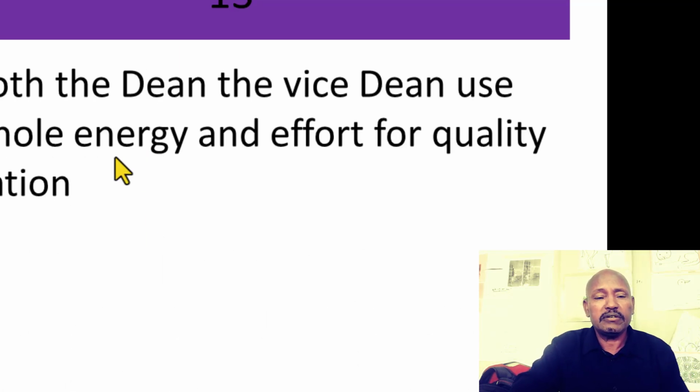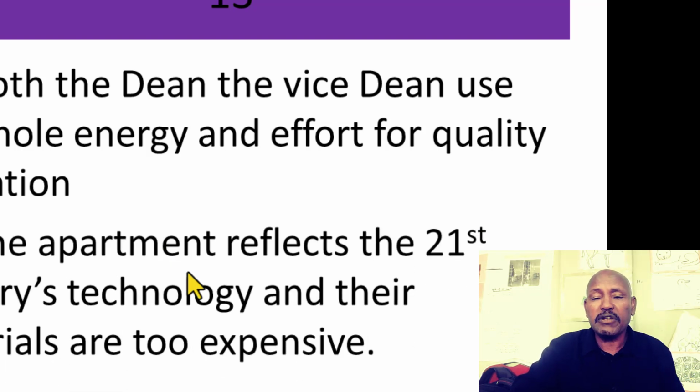Another example please. Both the dean and the vice dean, both the dean and the vice dean, is a compound subject, use his whole energy and effort for quality education. Wow, this is a speaker and this is a referent, impossible to say like this. Unfortunately we write it like this in normal writing, but it is wrong. I put "their", a referent that can describe both. So both the dean and the vice dean use their whole energy. Their replaces these.